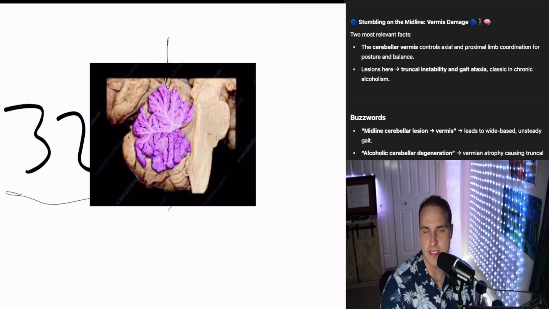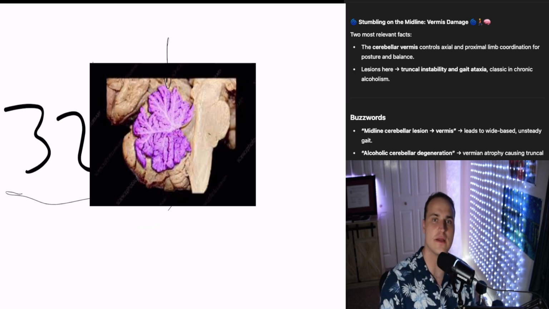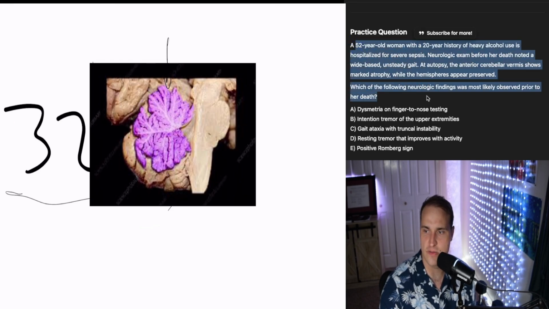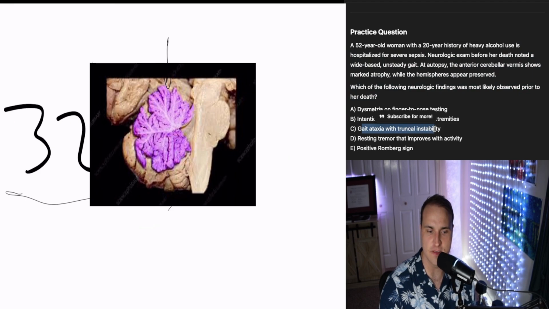you walk. You'll see a patient with vermian atrophy and wide-based unsteady gait, then it's going to be clinically diagnosed as gait ataxia with truncal instability. And so the midline cerebellum causes that axial control. And you lose it and the patients can't walk straight no matter how strong their legs are. So in this practice question, which neurological finding? It's gait ataxia with truncal instability.